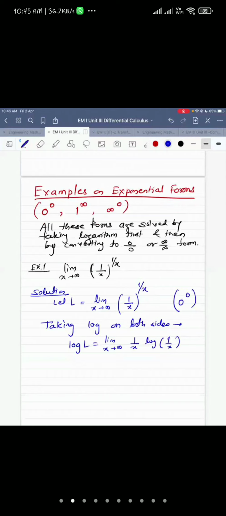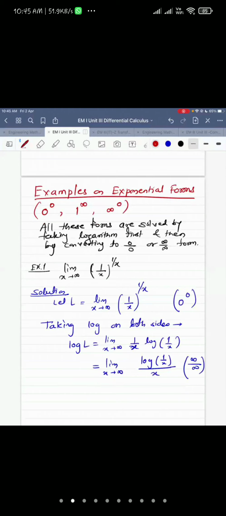Now, limit and log you can interchange, but here 1 by x is there, so you cannot interchange this immediately. So keep it as it is. Now extend to infinity. This is log of 1 by x. Keep it as it is. And this is x as it is in the denominator. Right? Now, check the form again. So log of 1 by infinity, that is log 0. Log 0 is infinity by infinity.